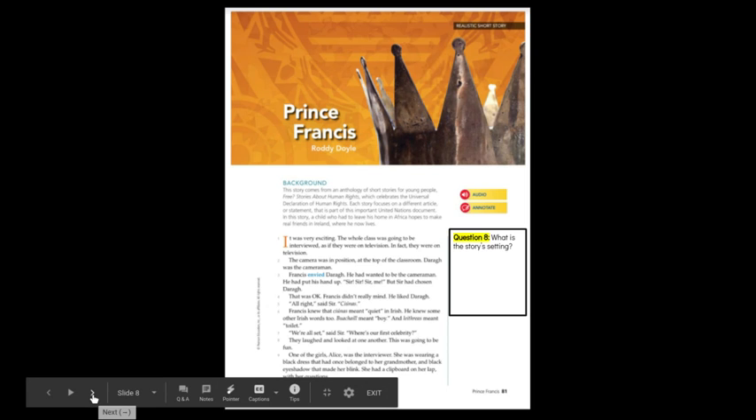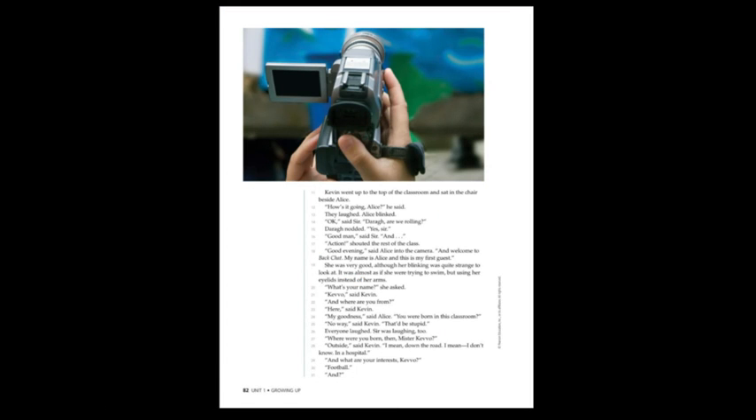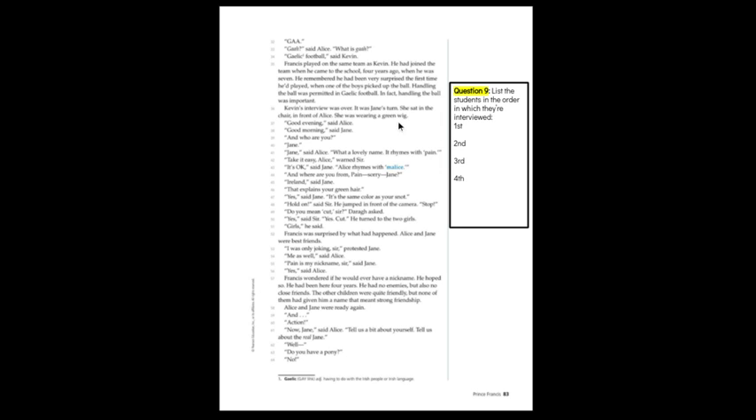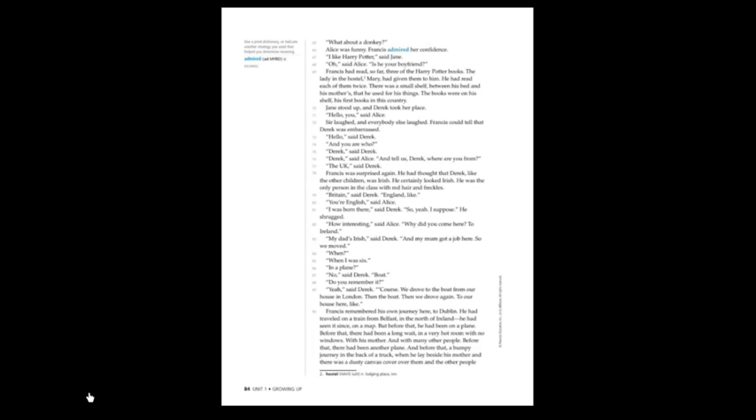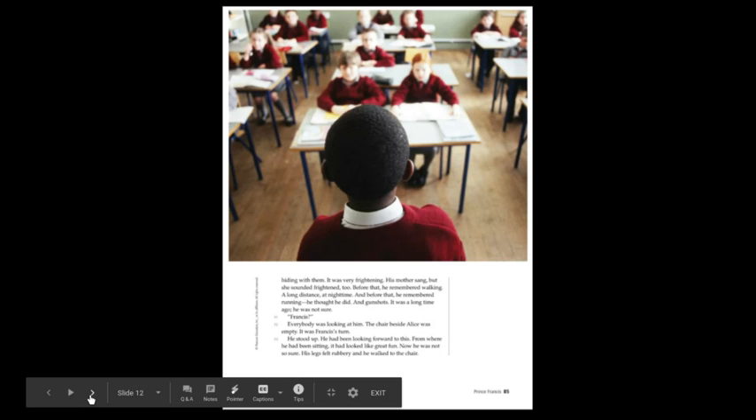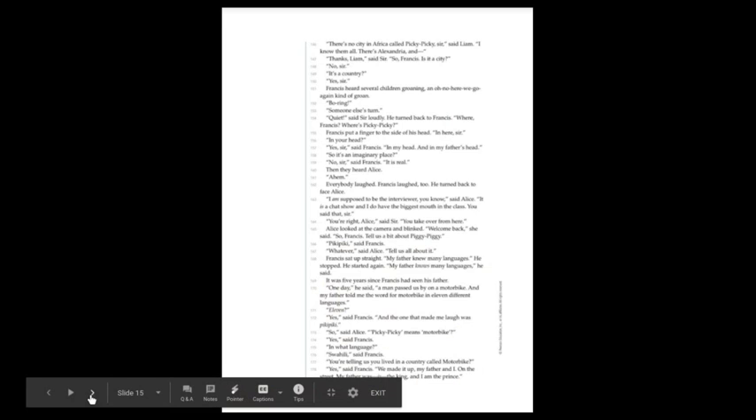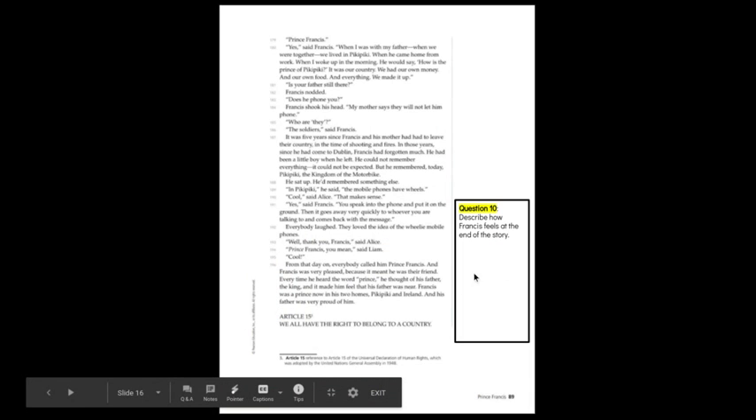Give me some details. You can continue reading the story, and as you go on, you'll see some other questions pop up. Be sure you answer those questions in order, and be sure you are reading. Now, the answers to this question will be on this page. Keep on reading. Coming to the end here. Almost there. And then you have question 10. Describe how Francis feels at the end of the story. So give me some descriptions.